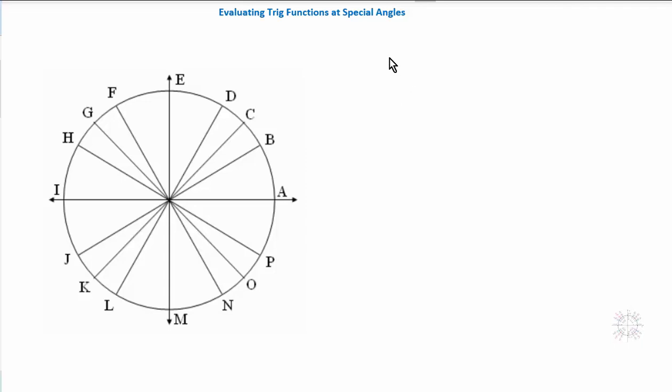Okay, the goal of this video is to show how you could evaluate a trig function at a special angle without having a copy of the unit circle. So for example, could I efficiently evaluate the cosine of 5 pi over 4 without a unit circle and express that value as an exact answer? Hopefully I can show you how one might go about doing that.